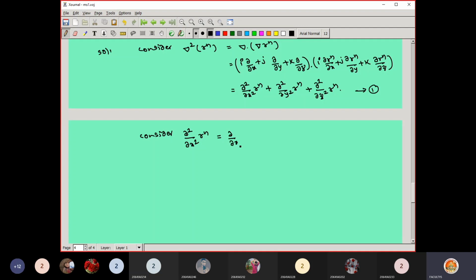Second derivative means that I can write ∂/∂x of ∂/∂x of r power n. So what is the derivative of r power n? We have a rule. First you do the derivative, n r power n minus 1 into ∂r/∂x. That is the rule. So this is equal to ∂/∂x of n r power n minus 1 into ∂r/∂x, which is x/r always. So it is ∂/∂x of, after simplification, n x r power n minus 2. The denominator I am taking to the numerator.